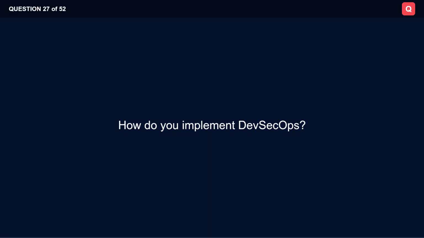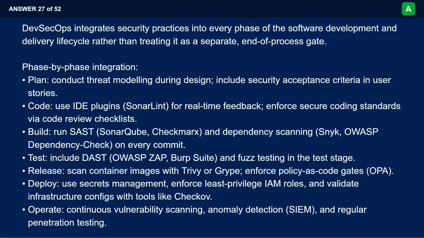How do you implement DevSecOps? DevSecOps integrates security practices into every phase of the software development and delivery lifecycle, rather than treating it as a separate, end-of-process gate. Phase-by-phase integration. Plan. Conduct threat modeling during design. Include security acceptance criteria in user stories. Code. Use IDE plugins, SonarLint, for real-time feedback. Enforce secure coding standards via code review checklists.